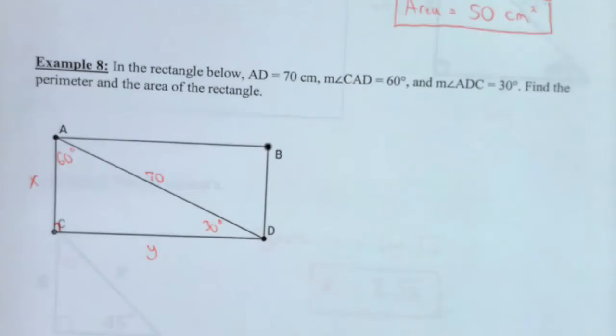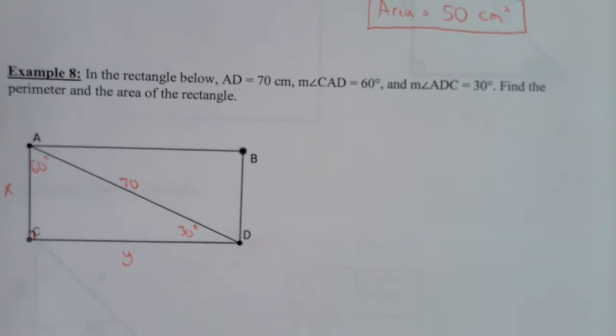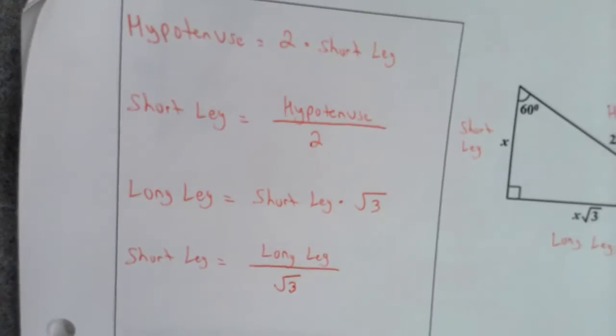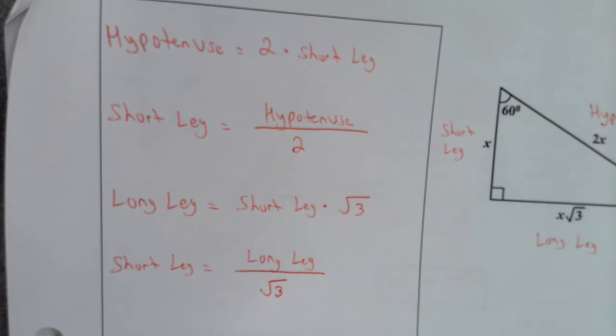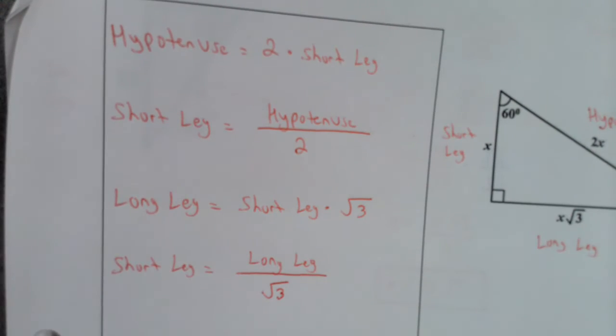Let's call this X. Let's call that Y. Let's start by solving for X, the short leg. Okay. So this is a 30, 60, 90 triangle. So we're going to be looking back at this page for these four formulas. And I'm going to start with this formula. Short leg equals hypotenuse divided by 2.